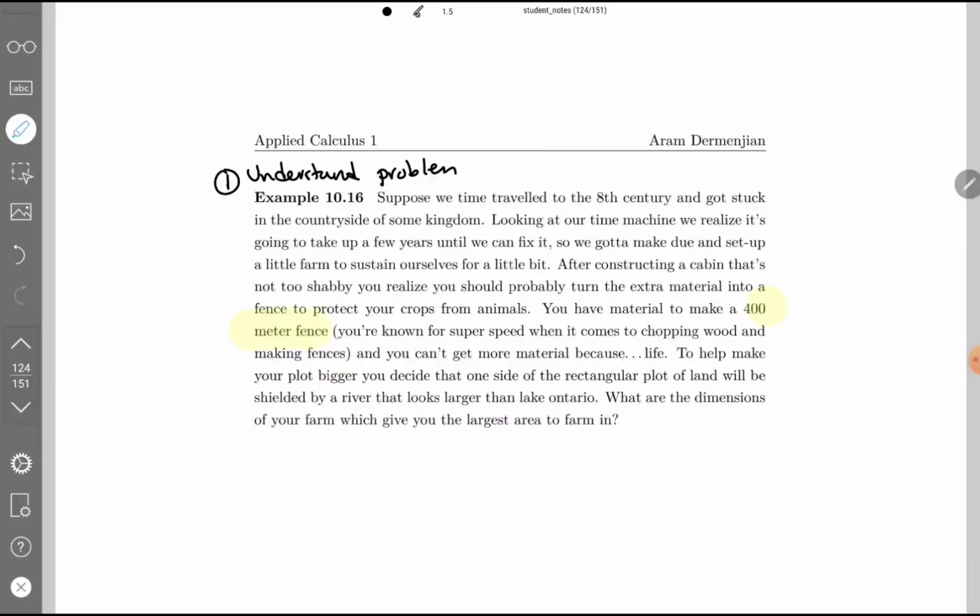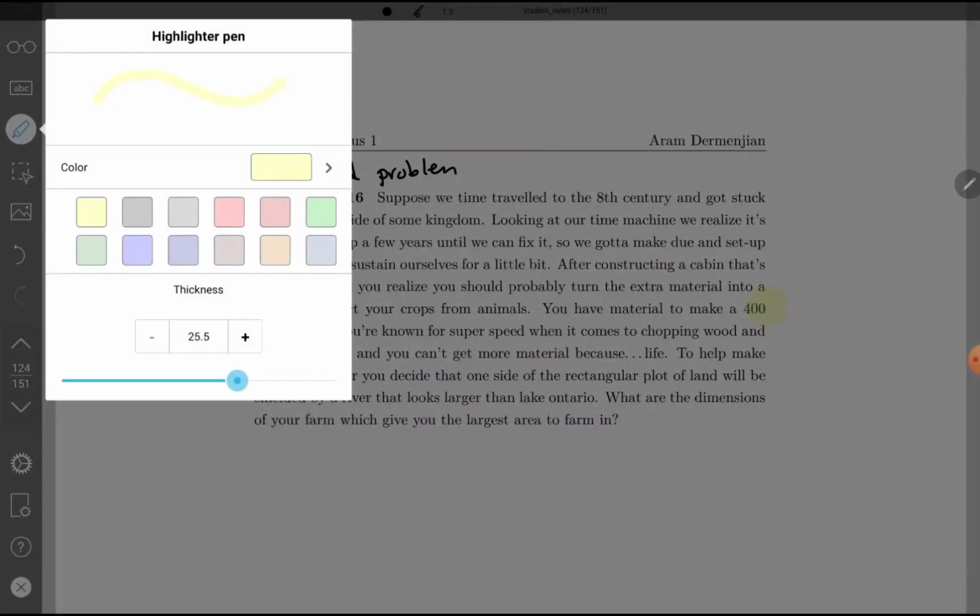So you have 400 meters of material. This thing is so massive. Let's see if hopefully 20 is better.